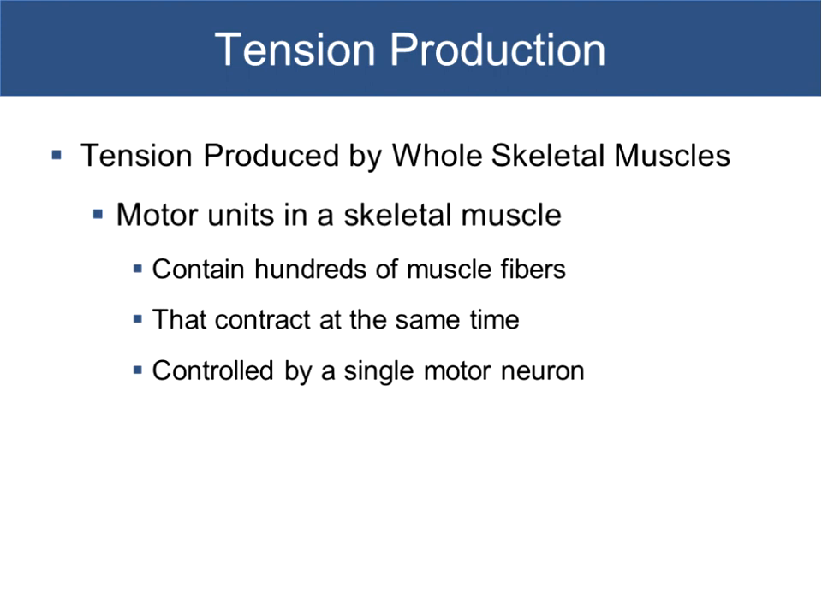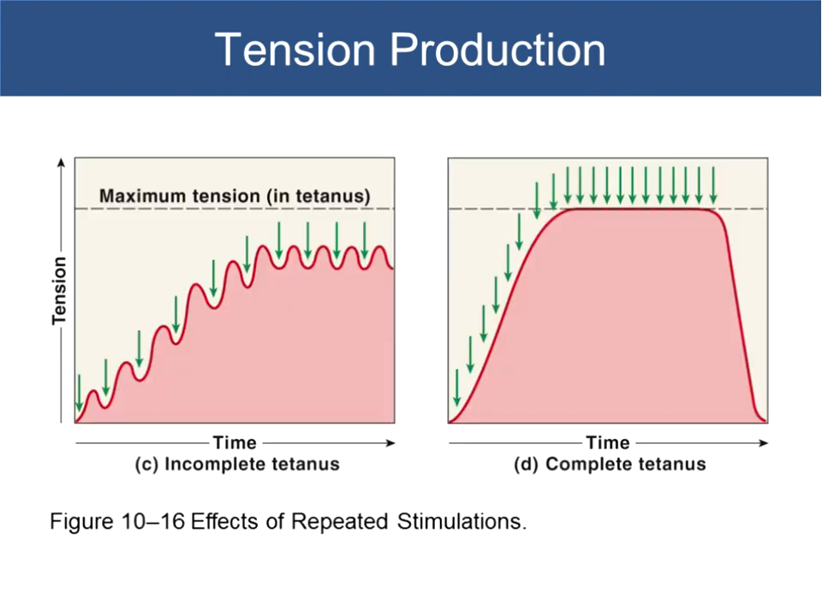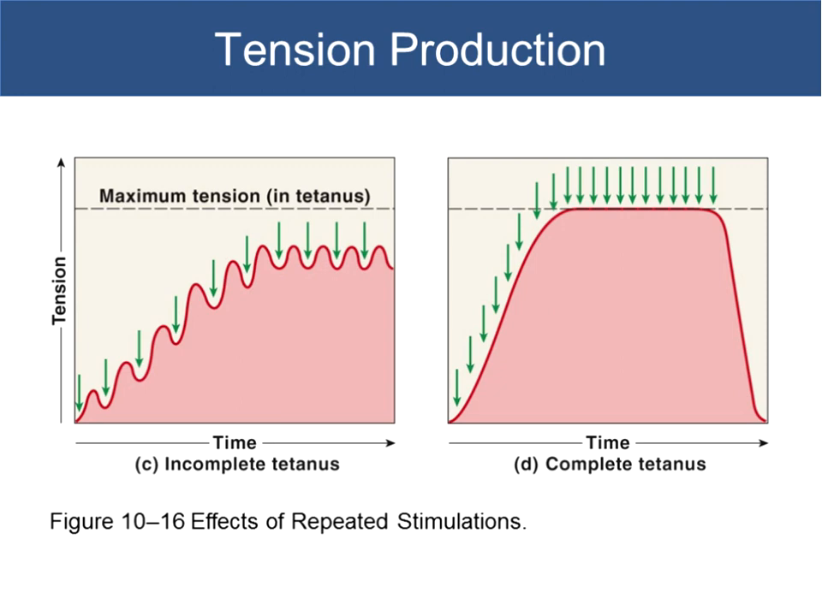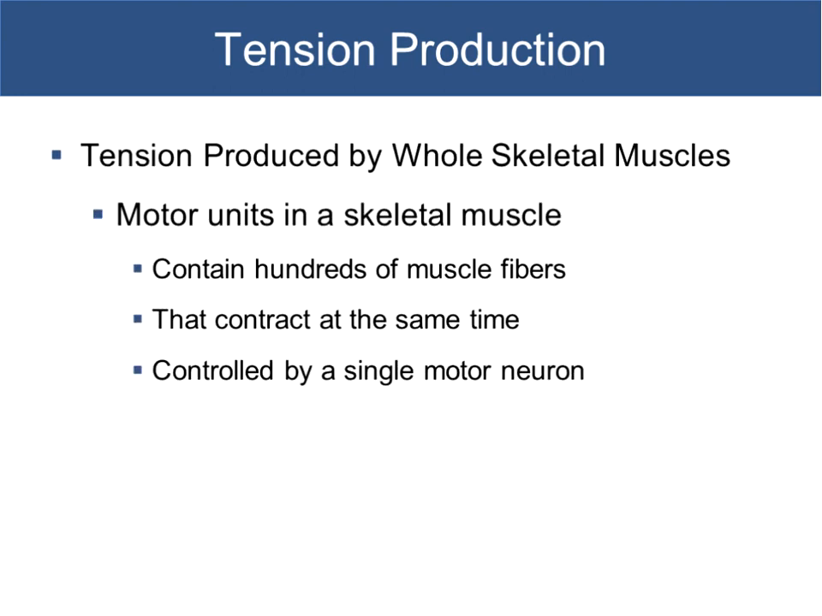And we saw that on the previous slide, and I'll go back to remind you, right here, where we reach that maximum tension, and we can only hold it for so long, and then those muscle cells, even the ones that we've recruited, are going to give out. Because of that recruitment, that's what allows us to develop more tension in either the wave summation or in the treppe.